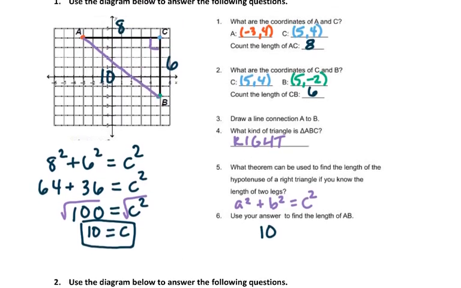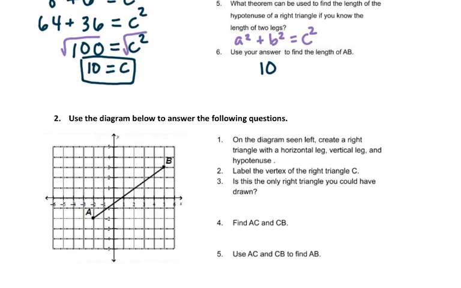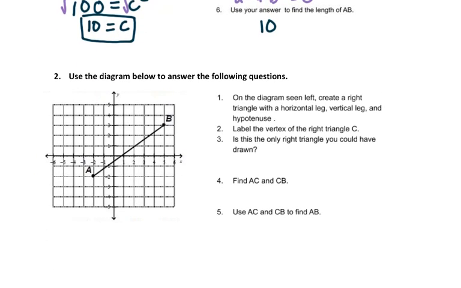Now this is kind of like our warm-up investigation here. What you're typically going to see is something more like number 2, where you just start with a diagonal line and you're asked to find the distance. So when you do this, what we're going to do is build in our own legs of a right triangle so that we can then find that hypotenuse length.